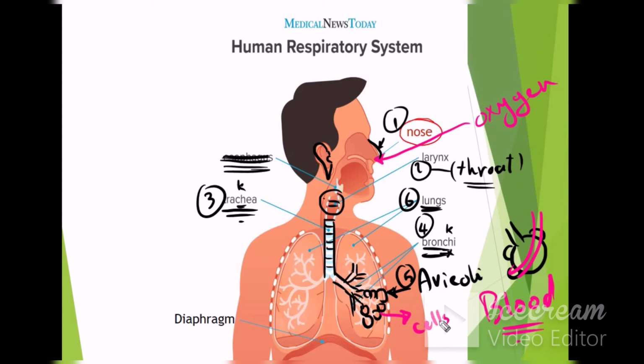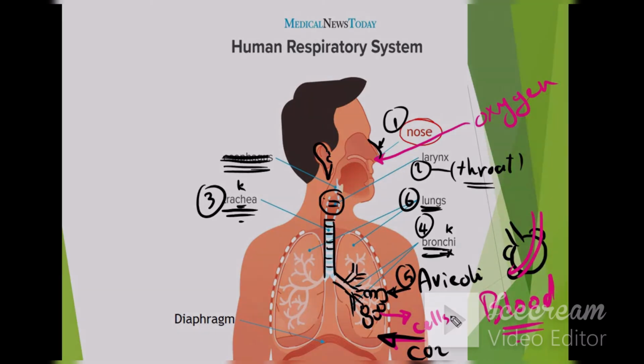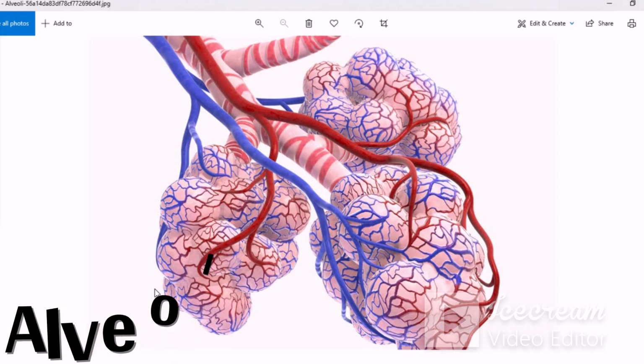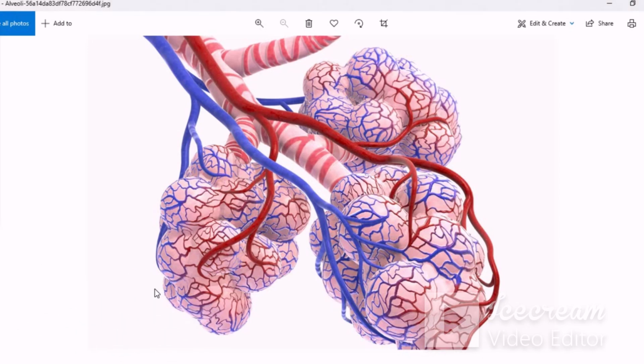Your cells need oxygen, so the blood will deliver the oxygen from the alveoli to the cells and go back again with the carbon dioxide to the alveoli, and get the carbon dioxide out. To understand more about the alveoli, you can see that these are the air sacs, or the alveoli. You can see that all the alveoli are surrounded by the blood vessels, or the capillaries.